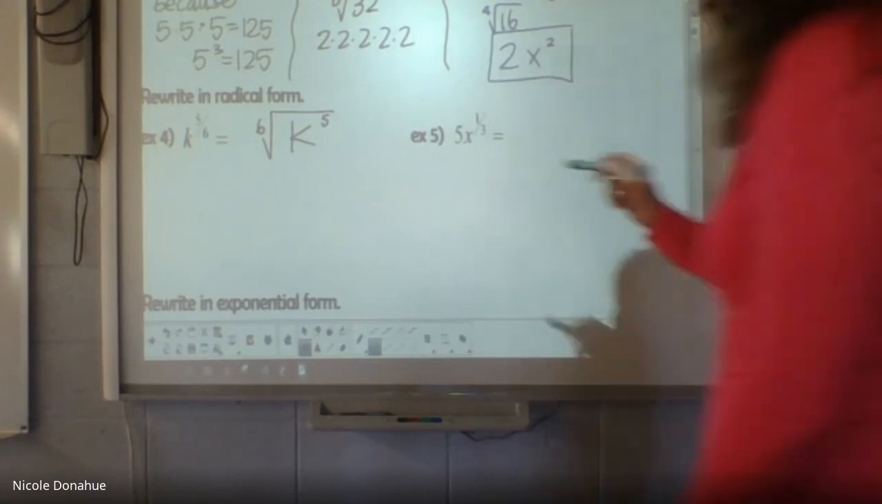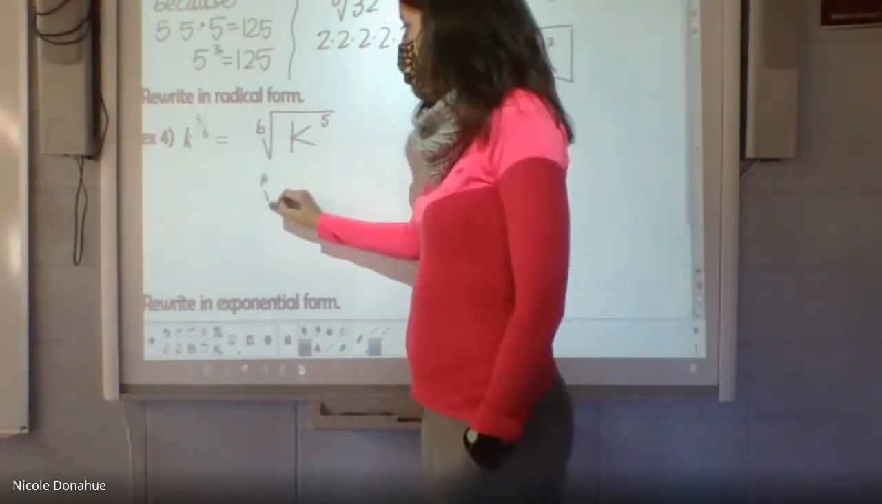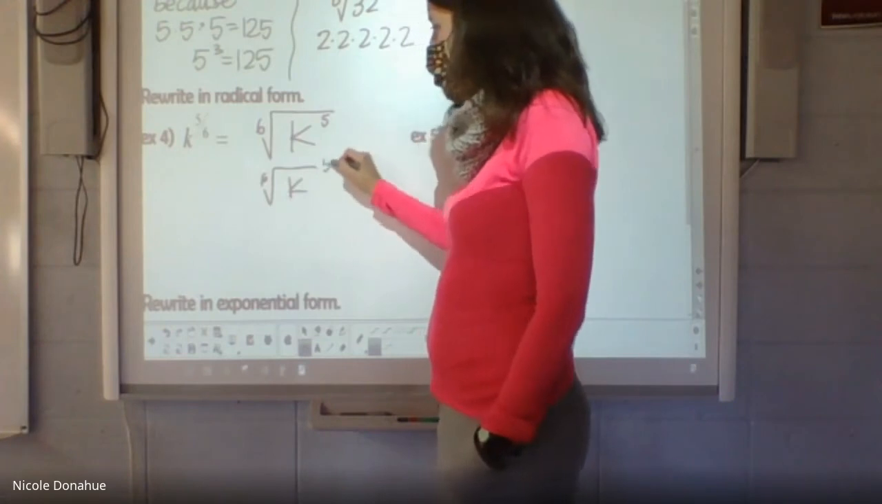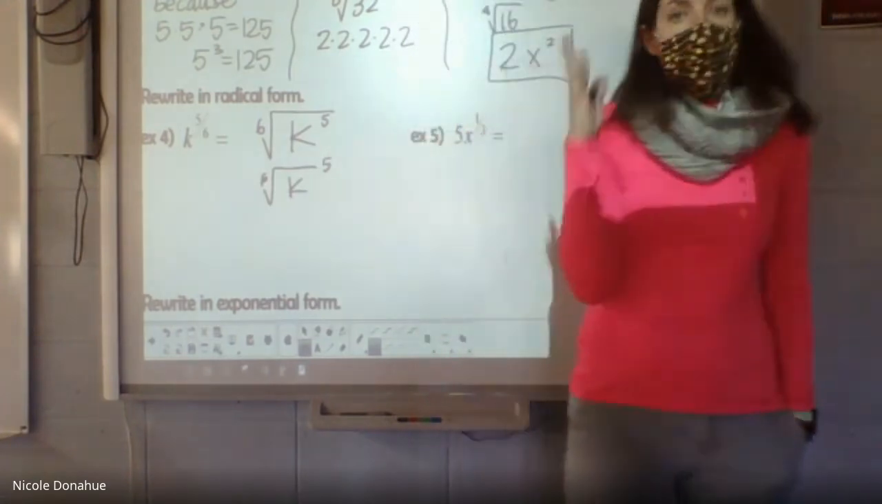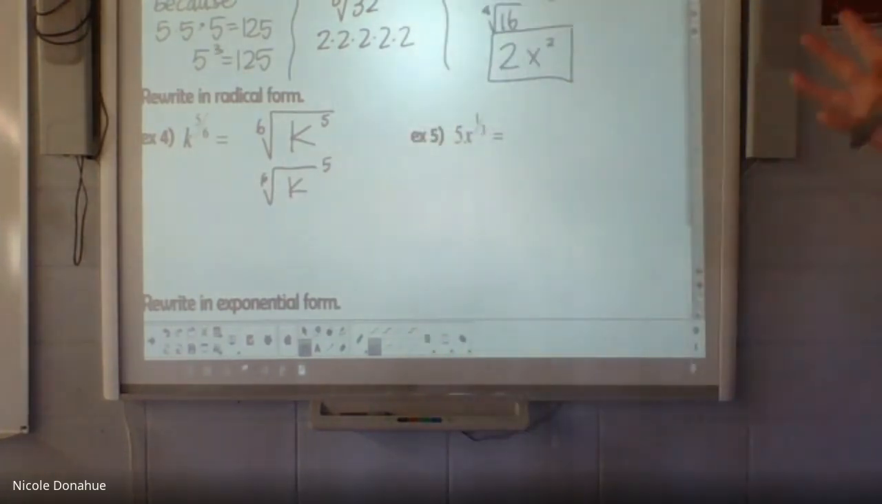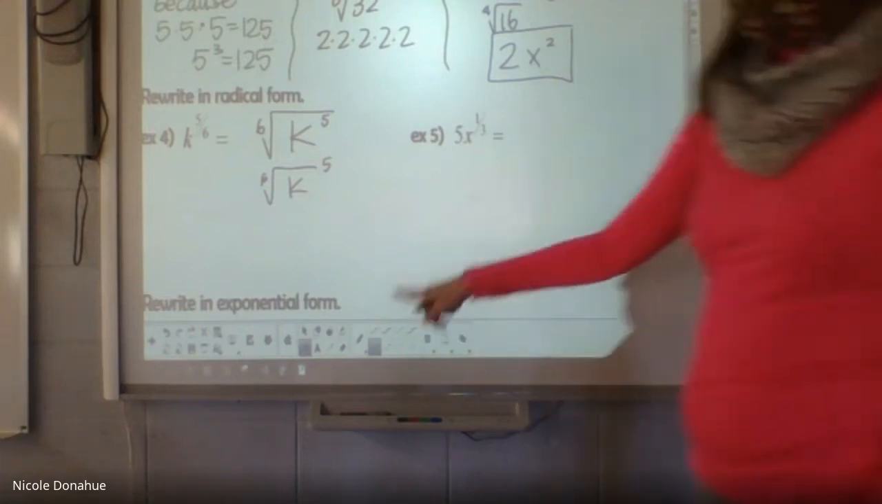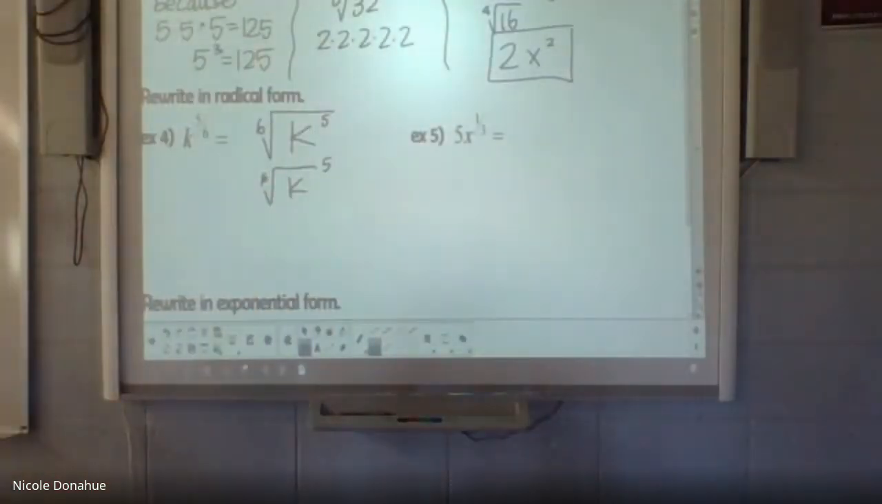Now, you could also have the 5, just so you know, out over here. It's okay for that to be the case. But the 5 has to be the power on the k or on the radical. Okay? How is example 5 a little bit different?